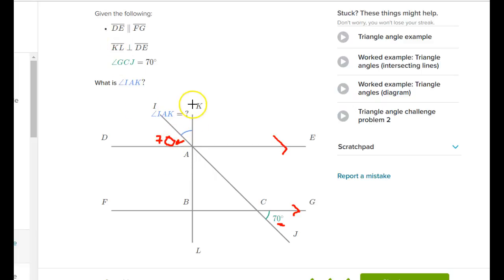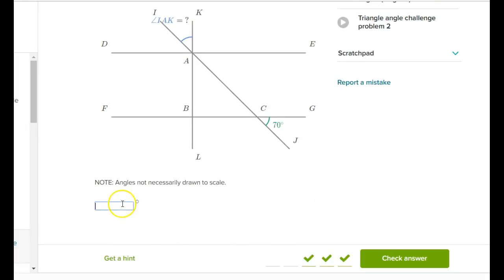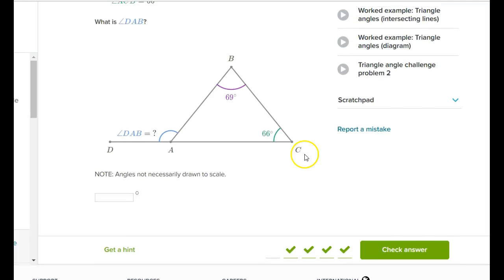It also tells me that KL, this line, is perpendicular to DE, and so that means this is 90. So if this is 90, and this part of it is 70, that part has to be 90 minus 70, or 20. So these you just have to sit and do. Sit and do them is what you got to do. And just practice and get good with your angles.